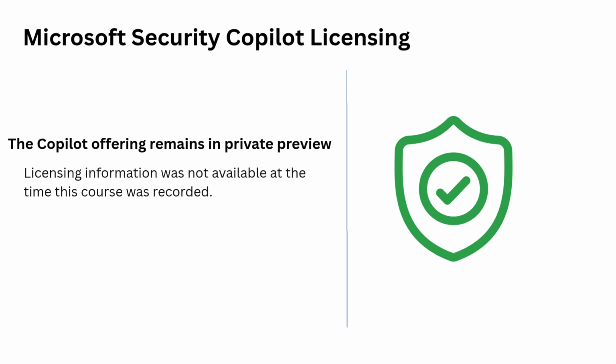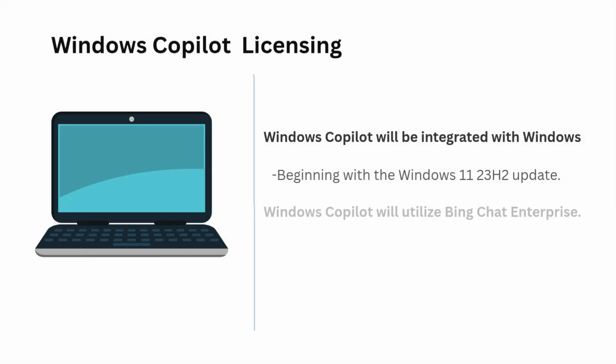5. Security Copilot Licensing. Still in private preview. Licensing details not available at the time of recording. 6. Windows Copilot Licensing. Included with Windows, starting from the Windows 11 23H2 update, Fall 2023. If your organization uses Bing Chat Enterprise, Windows Copilot will integrate with it.